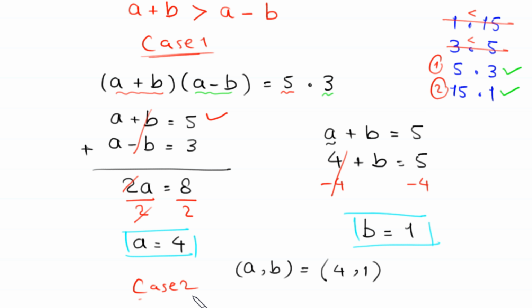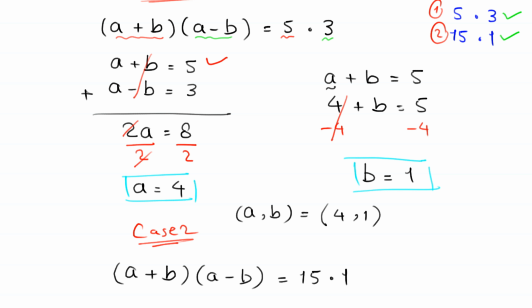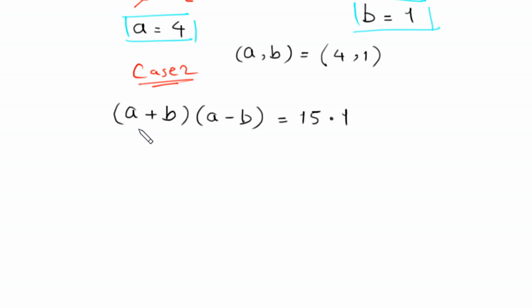Solve this case 2. In case 2 we write this a plus b times a minus b equal to this 15 times 1. Now we write this greater factor a plus b equal to this greater factor 15, and we write this smaller factor a minus b equal to this smaller factor 1.